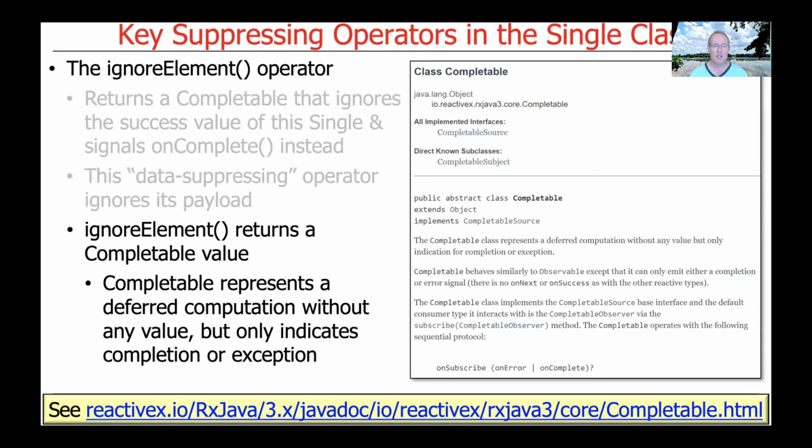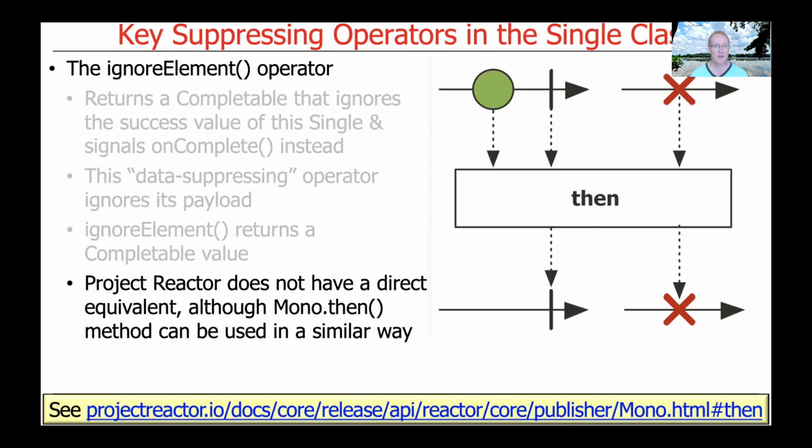As we can see here, ignoreElement returns a Completable value, and Completable simply represents a deferred computation that doesn't have any value come back, but it only indicates completion or exceptions. Project Reactor, interestingly enough, doesn't have a direct equivalent to ignoreElement. However, the Mono then operator that's defined in Project Reactor can be used in a very similar way.